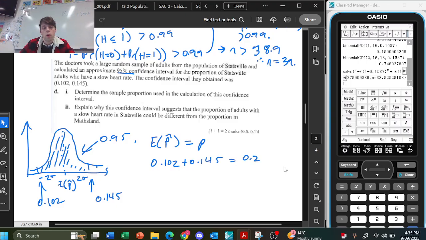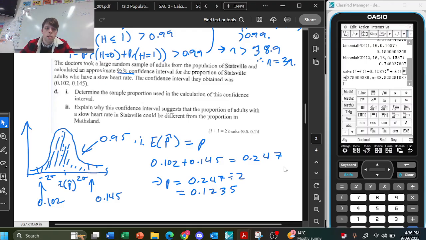That comes out as 0.247. Then to figure out the center point, the point that's exactly halfway between those two, we can just take that number and divide it by 2. So therefore we can see that p must be equal to 0.247 divided by 2. That's equal to 0.1235. That's part i, that's the answer.